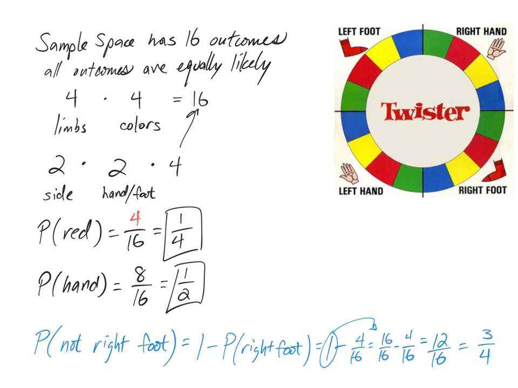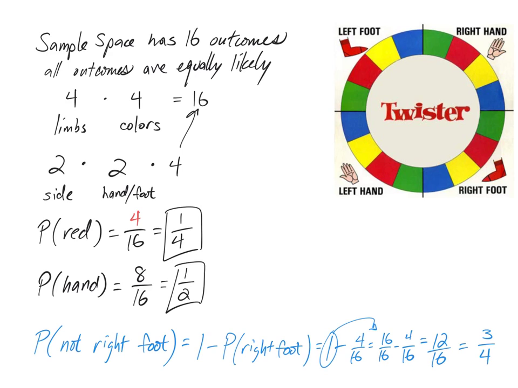But this idea that if we're not looking for an event to happen, we can find the probability it does happen and subtract it from 1, ends up being a pretty powerful tool if you continue to study probability further. So I'm hoping this is clearing up a little bit of probability basics for now.